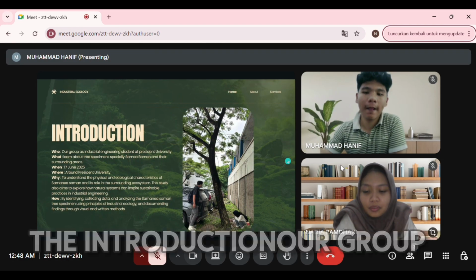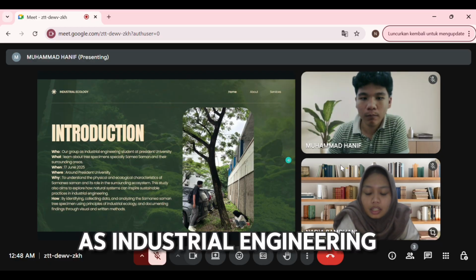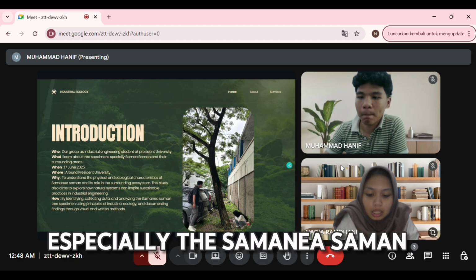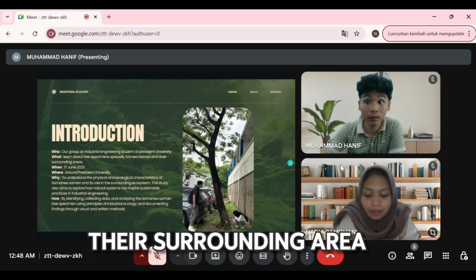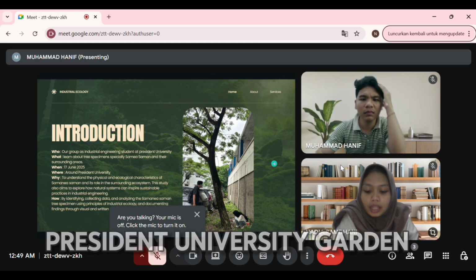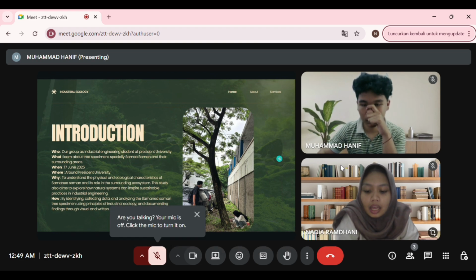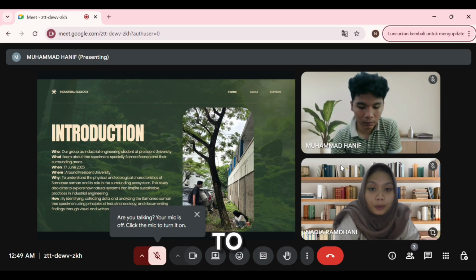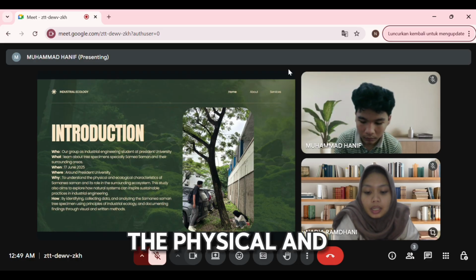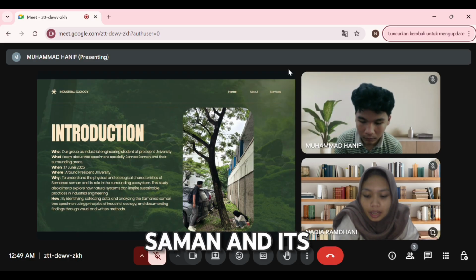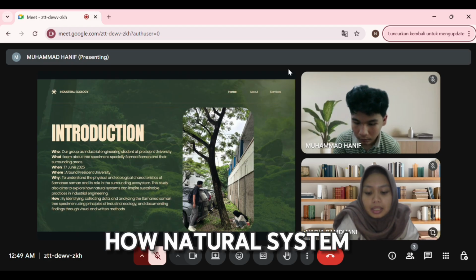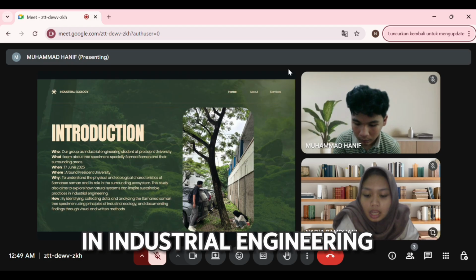So for the introduction, our group, as industrial engineering students at President University, want to learn about the specimens, especially the Samanea saman and their surrounding area. We do this study on 17 June 2025 at President University Garden. Why we want to study this case is because we want to understand the physical and ecological characteristics of Samanea saman and its role in the surrounding ecosystem. This study also aims to explore how natural systems can inspire sustainable practice in industrial engineering.